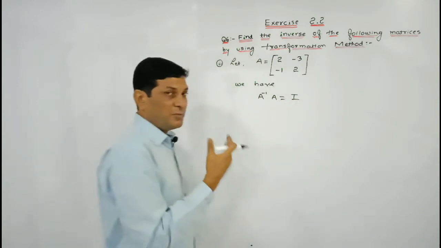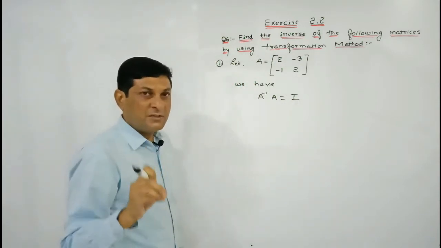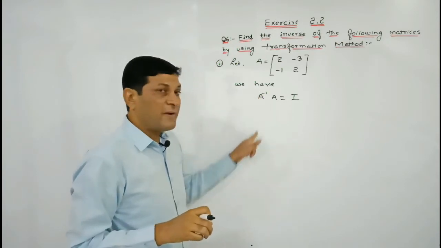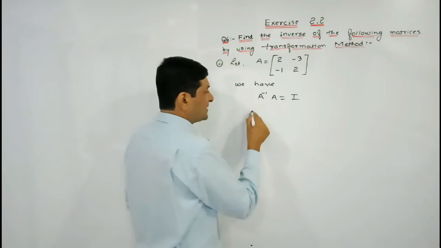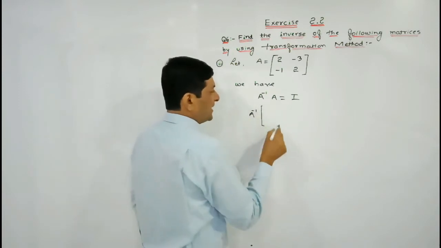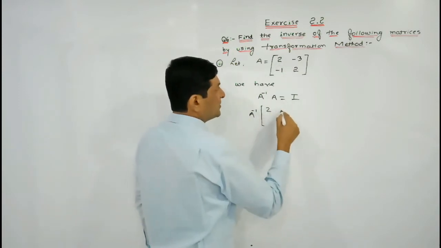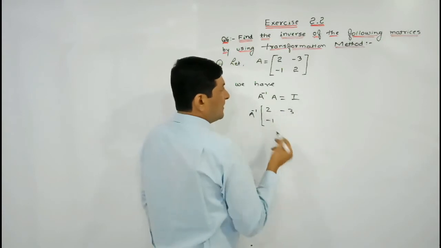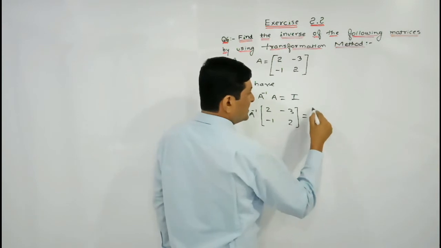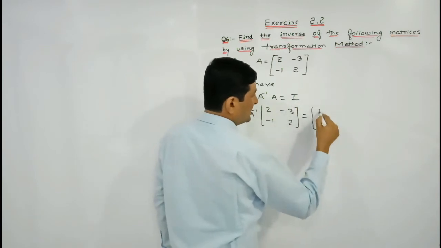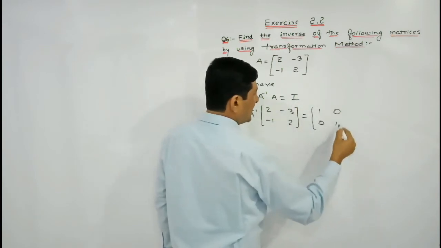Means A inverse should be what? Prefactor. Because in case of column transformation, prefactor remains what? Constant. So keep this A inverse as it is. Substitute the value of A. What are the elements of matrix A? 2, minus 3, minus 1, 2. On this side, identity matrix, replace I by identity matrix, and we know that its elements are 1, 0, 0, 1.